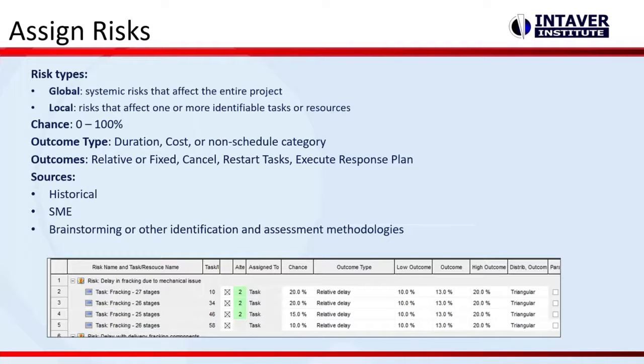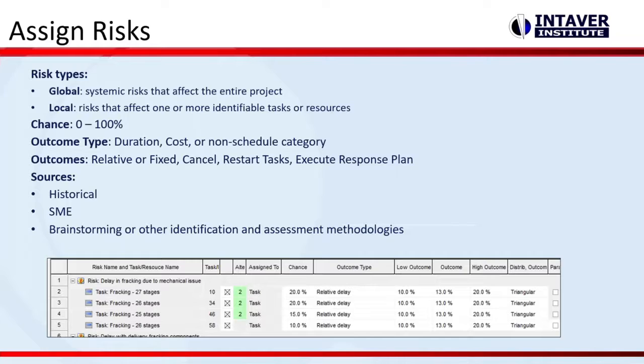When we're doing this, really the best source is always going to be historical data. If you have risk registers, if you have a record of all your risk registers, what happened during your project, did they occur? Did they not occur? Did the plans that we used, did they work? Subject matter experts and/or brainstorming or other identification and assessment methodologies. So that's what we're going to do.